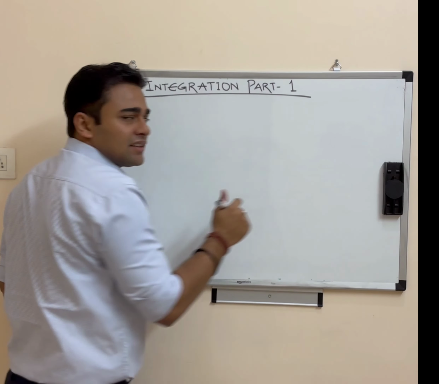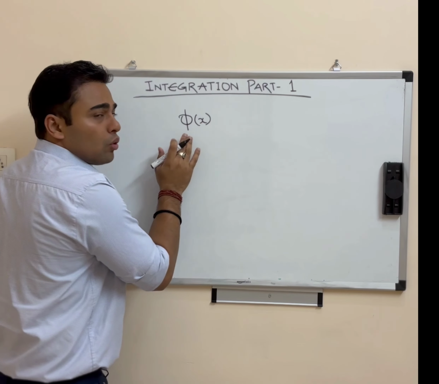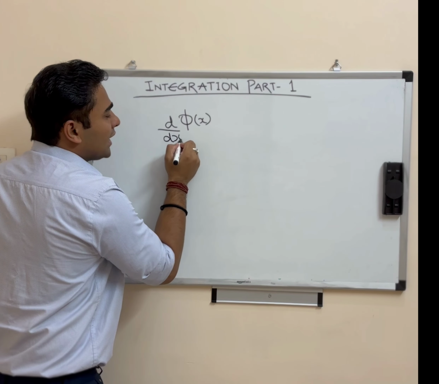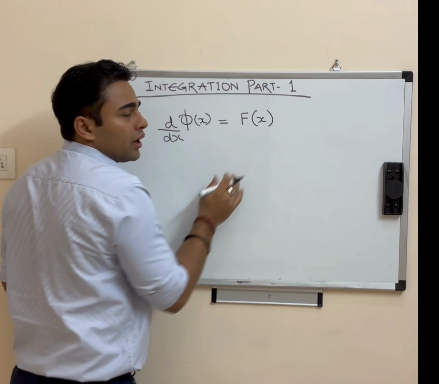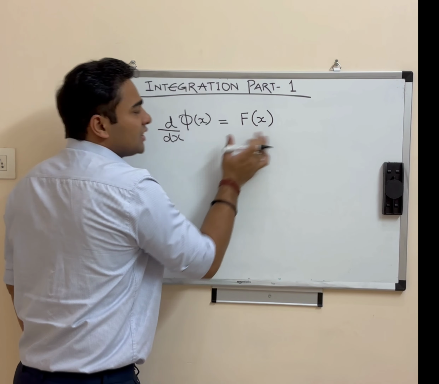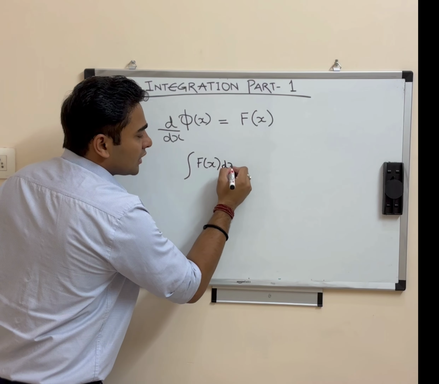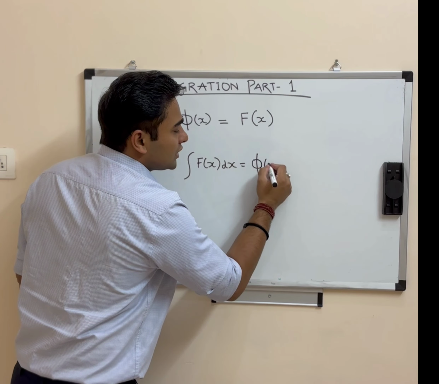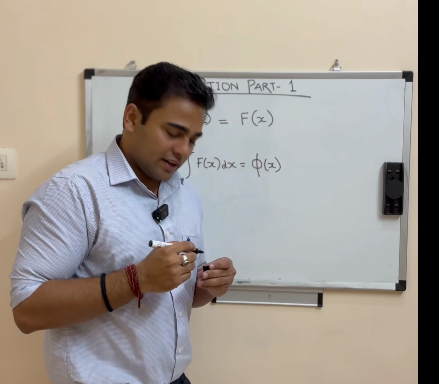Let's say there is a function known as phi x. Now, if I do the differentiation of this function with respect to x, let's say we'll get a function f x. Now, what we are going to do is integrate this f x dx. This integration will give us phi x. So this is why it is known as antiderivative, meaning it is the opposite of derivative.